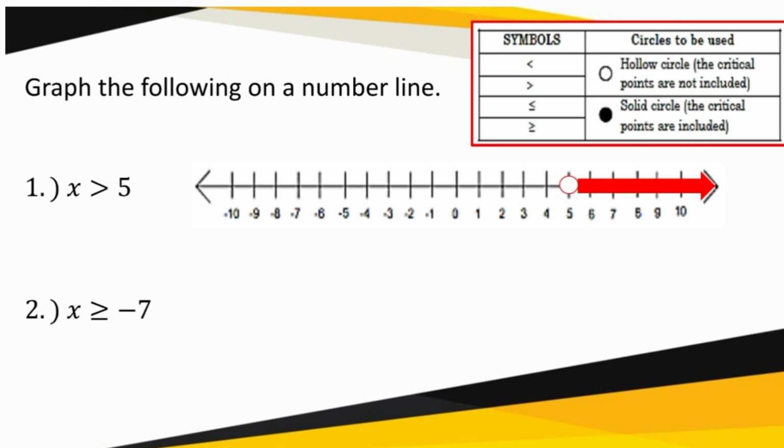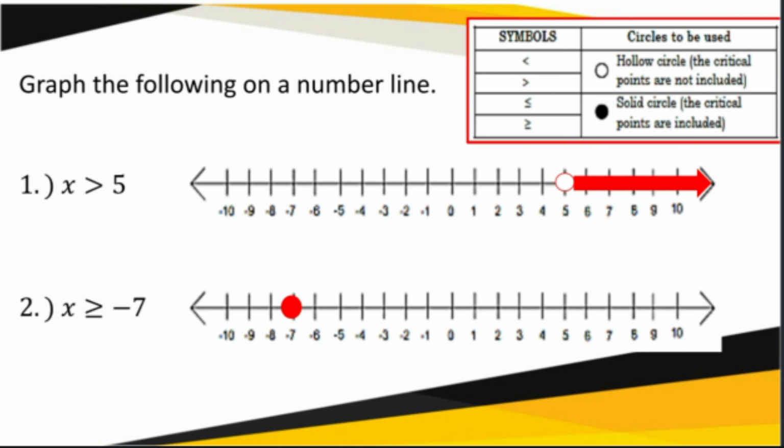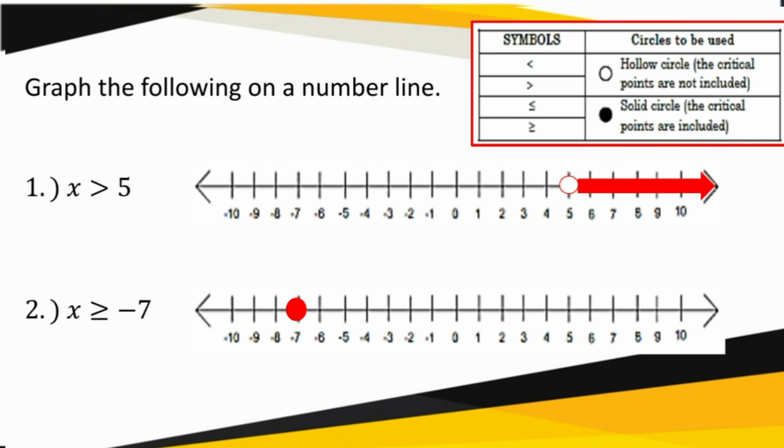Example number 2. X is greater than or equal to negative 7. As you can see, ang inequality symbol na ginamit sa number 2 ay greater than or equal, which means solid circle ang gagamitin natin. Next, ilocate natin ang critical point sa number line which is negative 7. X is greater than or equal to negative 7, ibig sabihin, ang mga solution set na kasama dito ay lahat ng real numbers na greater than or equal sa negative 7.